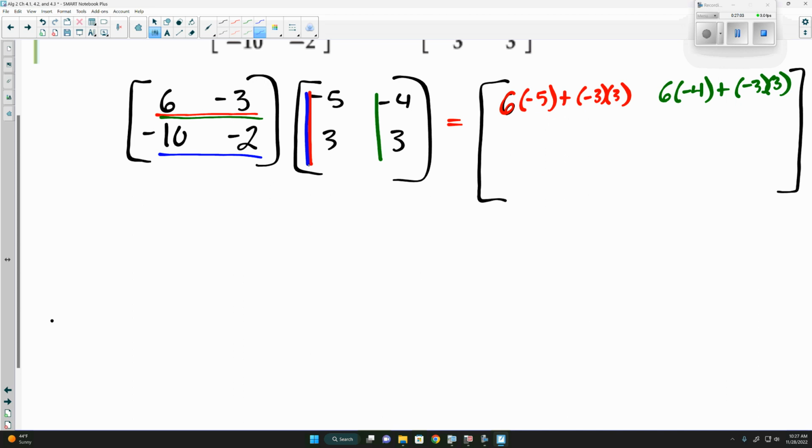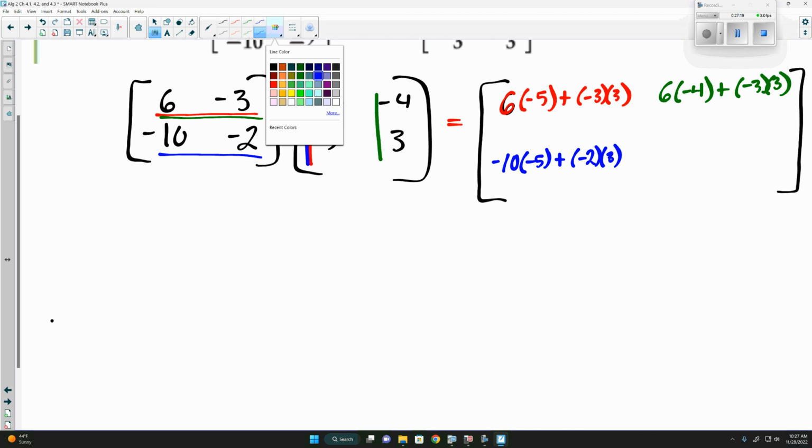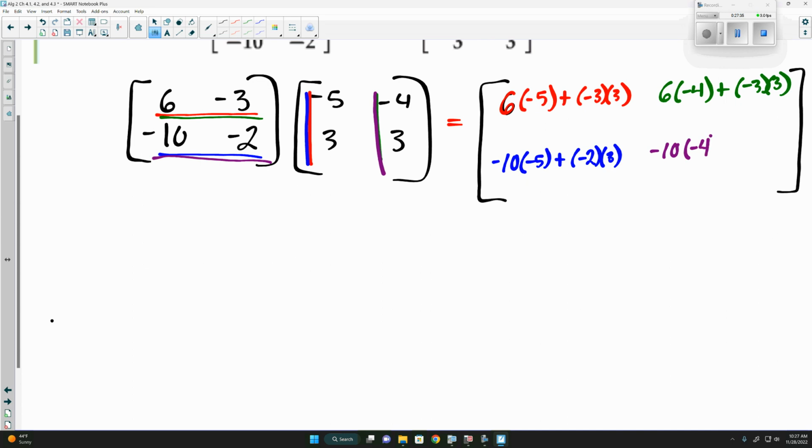Now we're essentially just going to repeat the process with the next row. So we'll have -10 times -5 plus -2 times 3. Questions on this here? And lastly, over and down. So we'd have -10 times -4 plus -2 times 3.